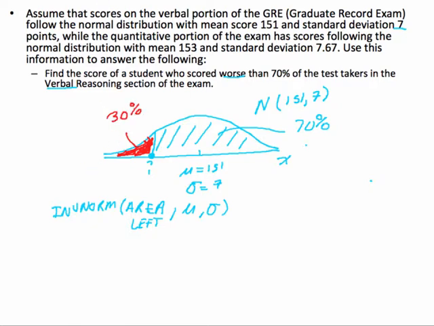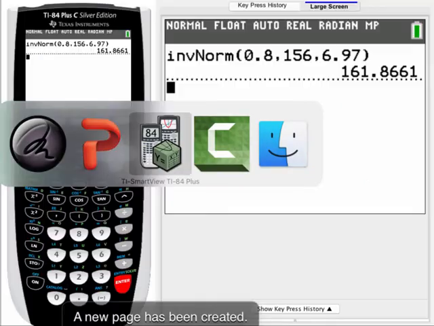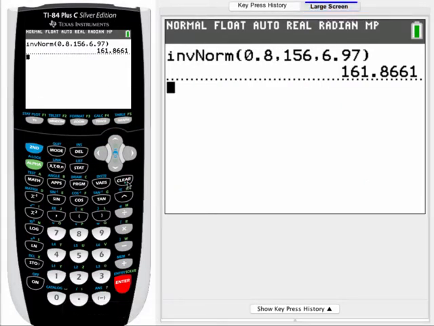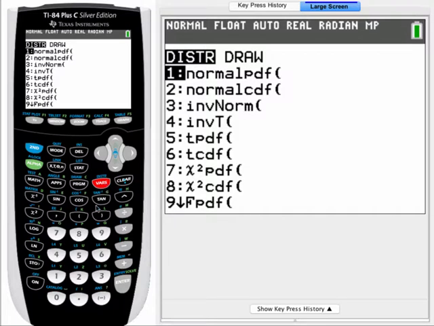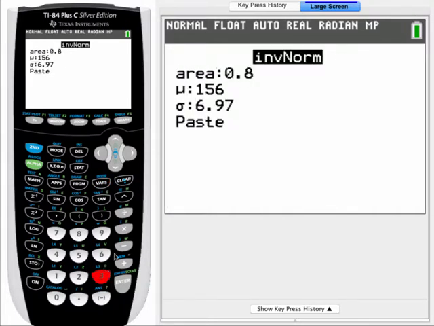So if I'm going to give it the left area, then the command I'm going to enter into the calculator is InvNorm 0.3, and then 151 and 7. Okay, let's give that a go. Let's clear this out. Shut my pen off first, always works better. Let's go second distribution, InvNorm. And this time my area is 0.3.